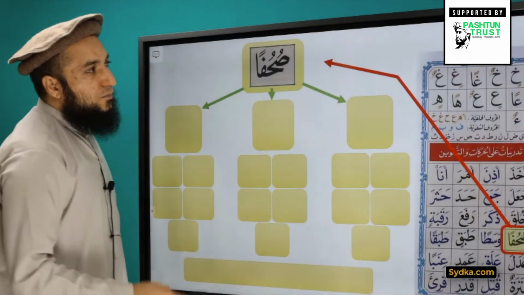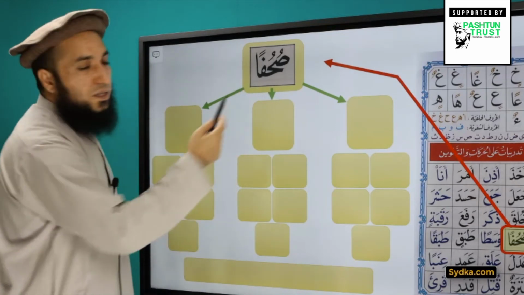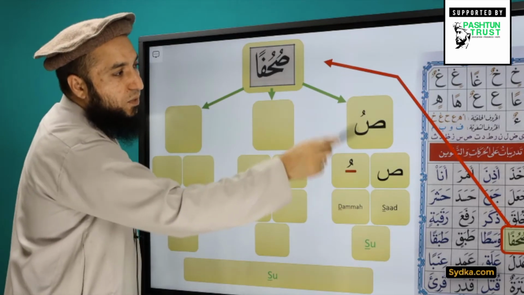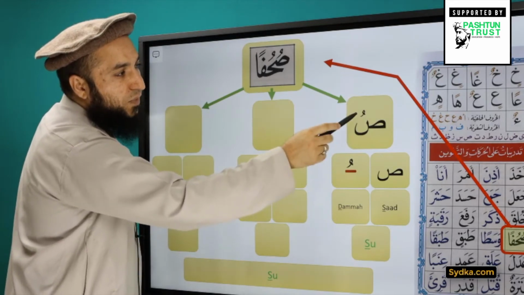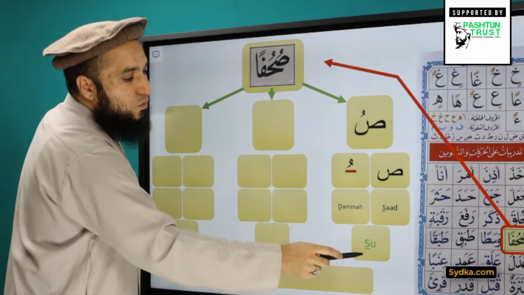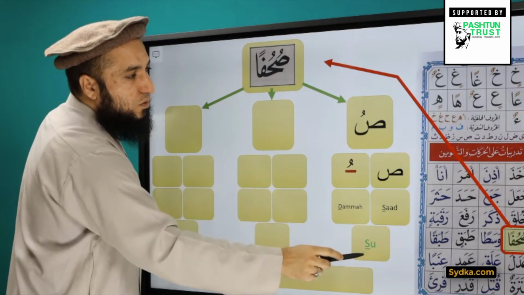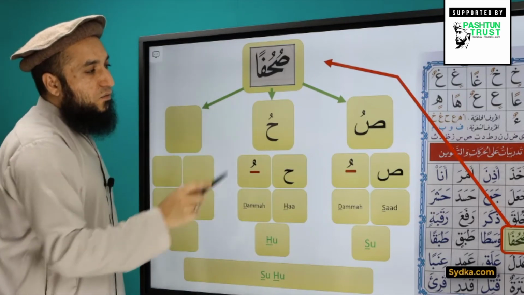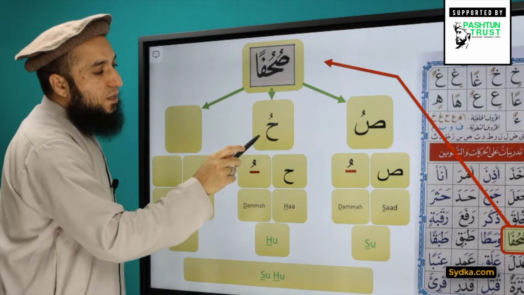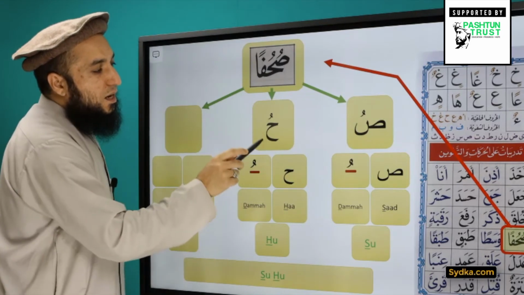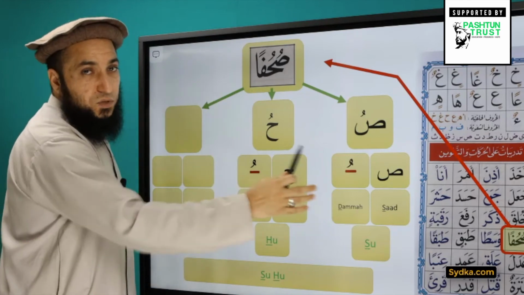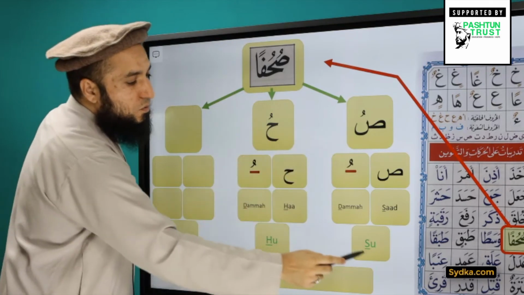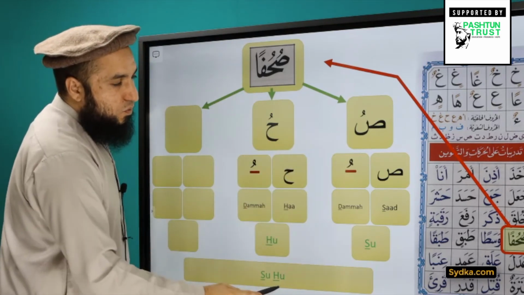The next word we have is suhufan, and it has three syllables. The first syllable we have is sad dhamma su. Sad is not silent, and we have dhamma. The next syllable is ha dhamma hu. Ha is not silent, and we have dhamma as haraka. Now we combine these two syllables. We have suhu, suhu.